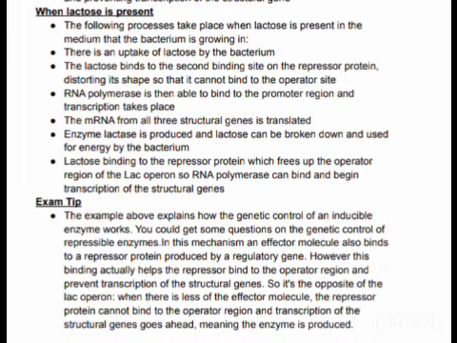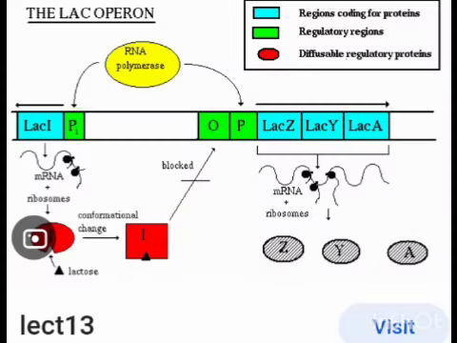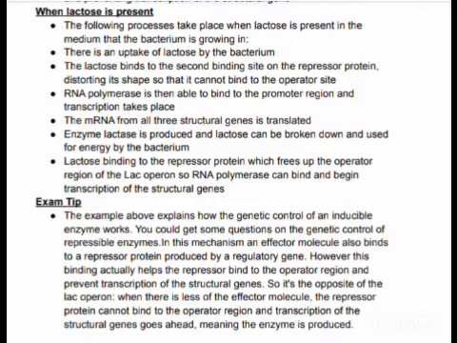So to give you an idea of what the operon looks like, I've searched for a picture. You can see here that we have lacI, which is our regulatory gene. We can see the promoter for the regulatory gene. We can see the operator, the promoter for the structural genes, and then the three structural genes as well. So this is very important because this comes in the paper for labeling, so you need to know it.